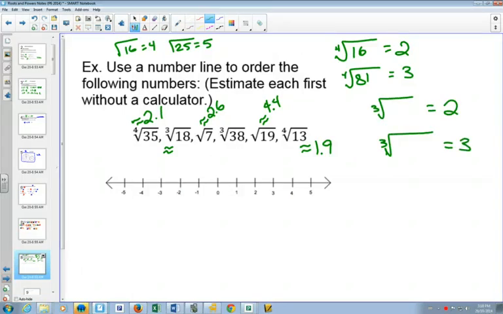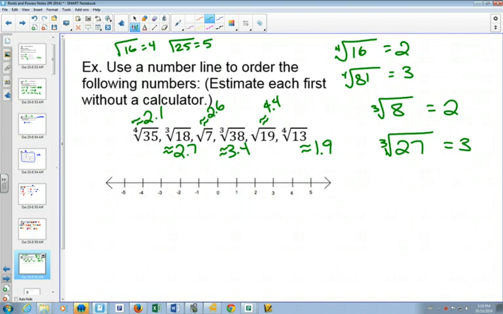8. Cube root of 8 is equal to 2. And then cube root of 27 is equal to 3. So would you agree the cube root of 18 is somewhere between 2 and 3? What do you think it would be? 2.7. And the cube root of 38. 3.4. So see how close you are by typing those into your calculator.